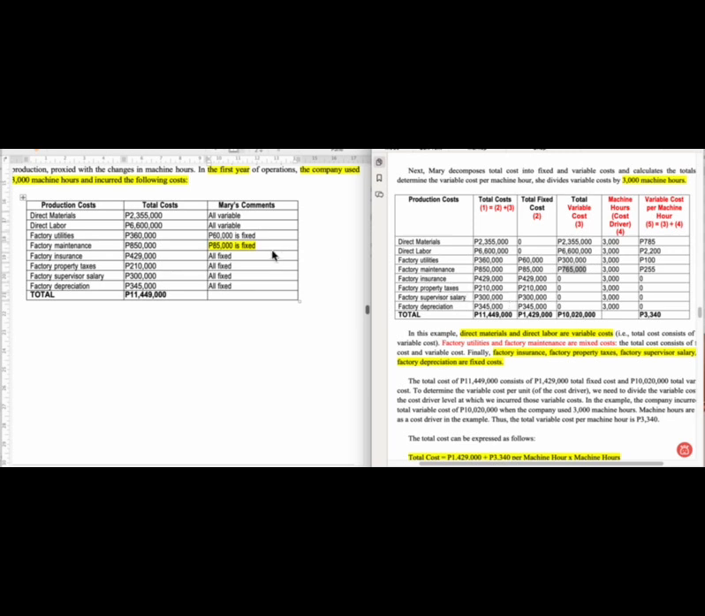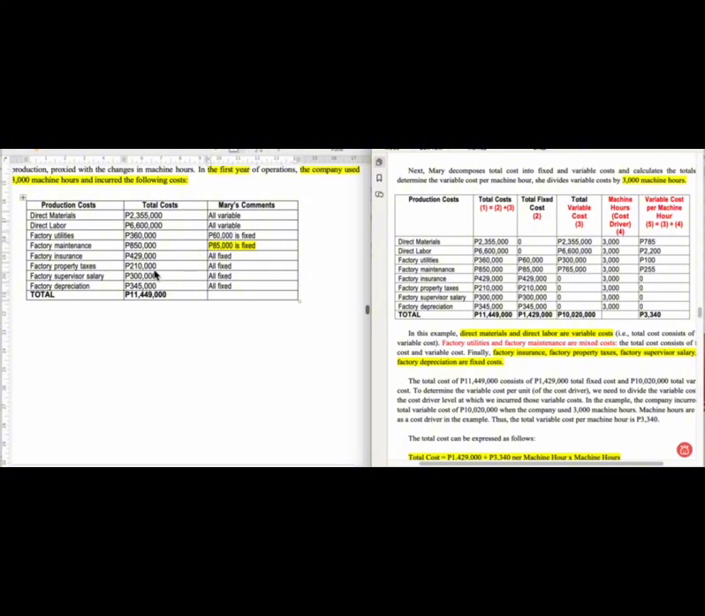And then, ito pa, factory insurance, 429,000. Ingon sa comment, all fixed. So, 429,000, all fixed. Tibok na amount. Ibutang day nimo sa fixed cost nimo na column. So, since tanan man fixed, therefore, imong variable is 0.